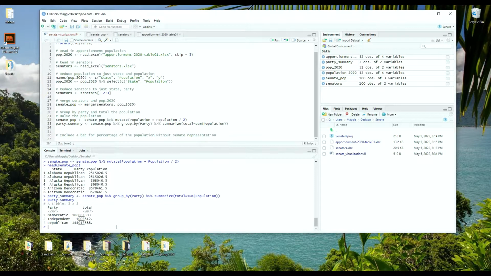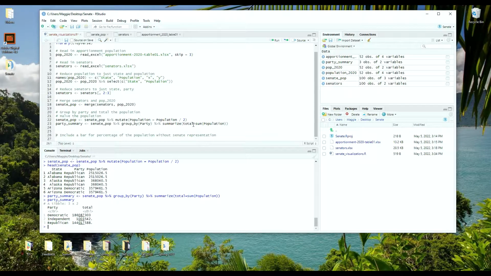And let's look at party summary and see what we have. Okay, Democratic. Oh, well, I forgot about independents, didn't I? Okay. So you can see just by looking at the totals, actually, so this is total population, that the Democratic senators represent a lot more of the population.